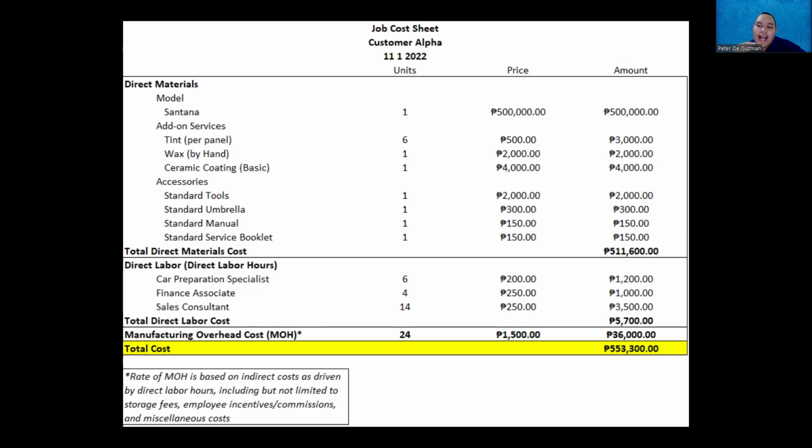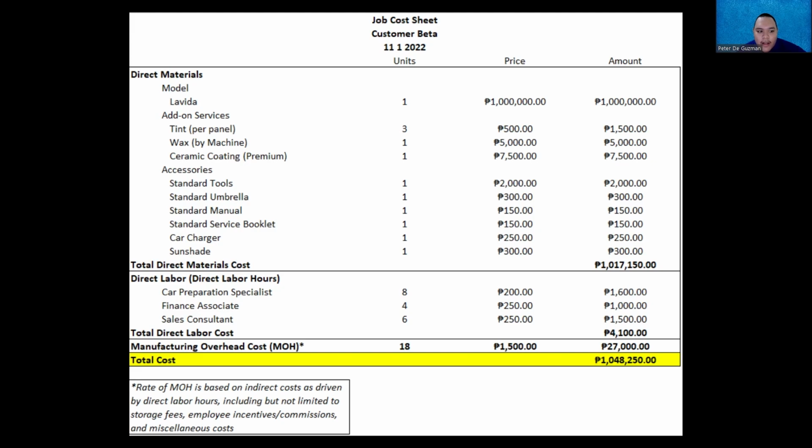By hand, hand waxing is significantly cheaper than machine waxing, but probably the shiny effect would still last a couple of weeks. So the quality offered by hand waxing is still okay, but it's not as good as machine waxing. So for customer Alpha who ordered the Santana, hand waxing cost him 2,000 pesos. Let's take a look at customer Beta's waxing cost. See here, now it's by machine.